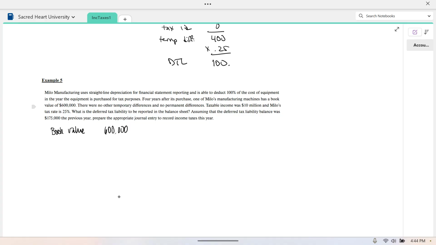And assuming it was fully depreciated in year 1, it would have a tax basis of nothing. So the temporary difference is 600,000. We know that we're going to have future taxable amounts, so we multiply this by the tax rate. And we need an ending balance in the deferred tax liability account of 150,000.